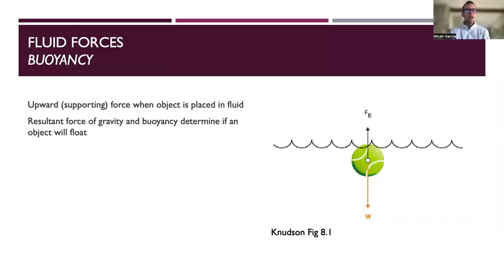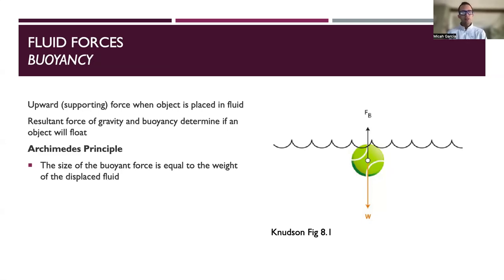And this is going to be an upward or supporting force that acts on an object when it is placed in a fluid. So you see this tennis ball here, you're going to have weight going down, and that's the force due to gravity, and then you're going to have a buoyant force going up against gravity. And the resultant force of gravity and the buoyancy force determines if an object will float. So this goes back to Archimedes' principle, which indicates that the size of the buoyant force is equal to the weight of the displaced fluid.